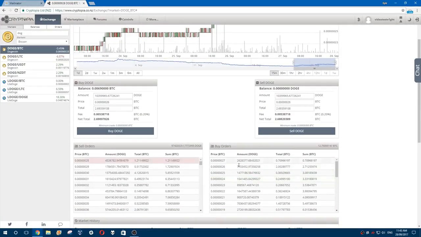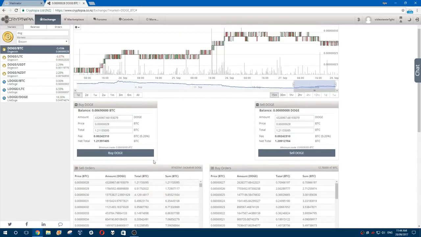So if you want to buy, I'm going to buy Dogecoin. If you want to buy Dogecoin, and you don't want to be waiting for someone to sell to you, you can just buy straight off the sell orders. So you can see someone is selling at 28 Satoshis, or multiple people, it doesn't really matter. And this is the amount of Bitcoin that this is all worth. Actually, the total amount of Bitcoin is how much this is worth.